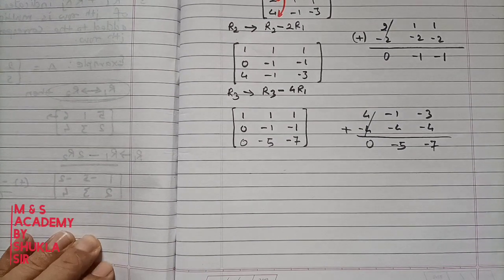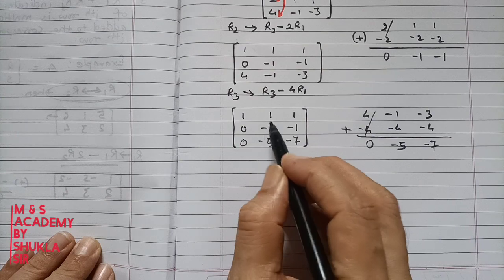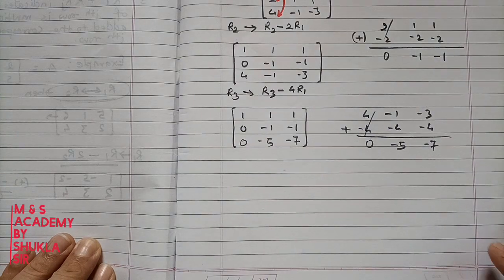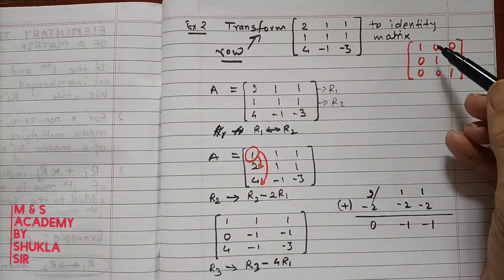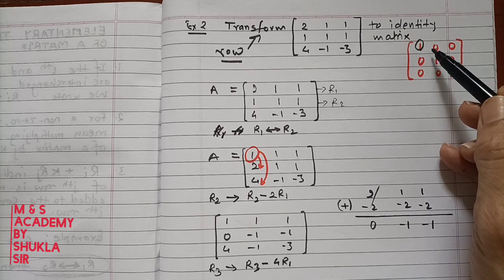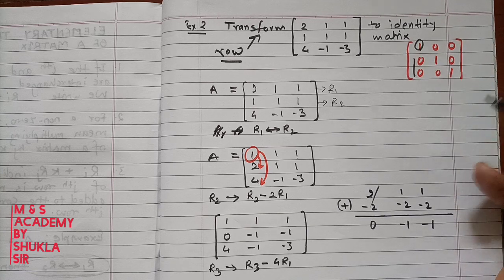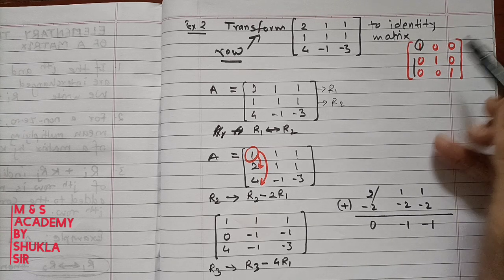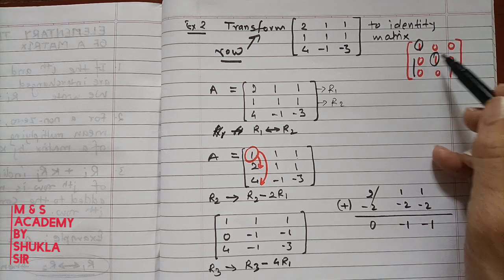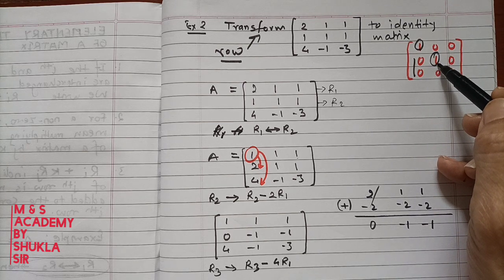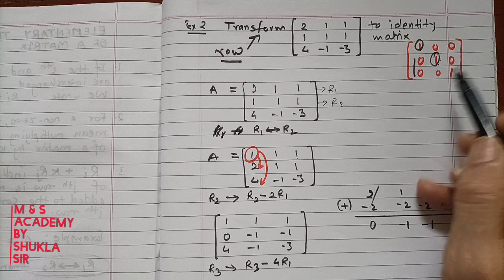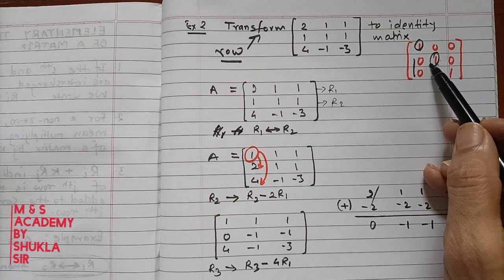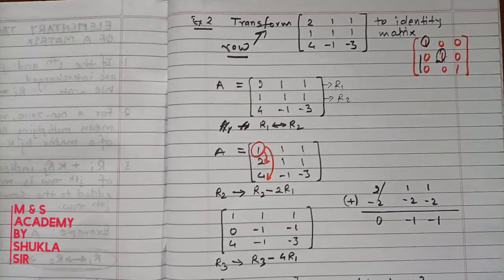Next, we'll try to make this one a 1, because in the identity matrix this is 1 and below 1 we need to make the other two elements 0. Then the second row second element a 1, and below that 0 and above that 0. So our second aim is to make this one a 1.